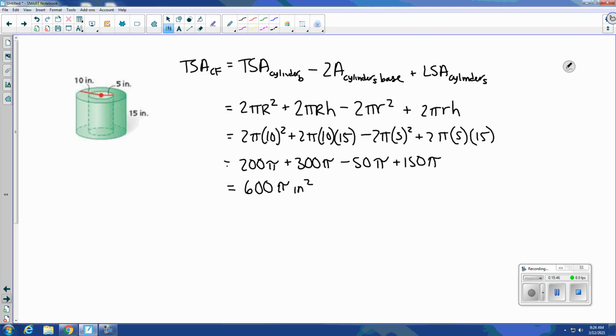And we're going to do inches squared in terms of pi. If we want to round to the nearest tenth, do 600 times pi, and we'll get 1884.95, so we can say 1885.0. So approximately inches squared. So there's your total surface area for the second example.